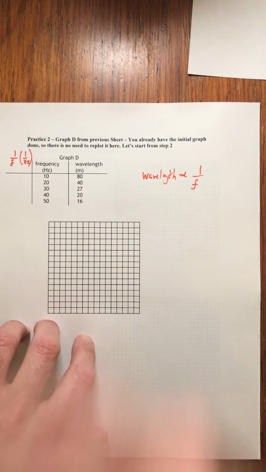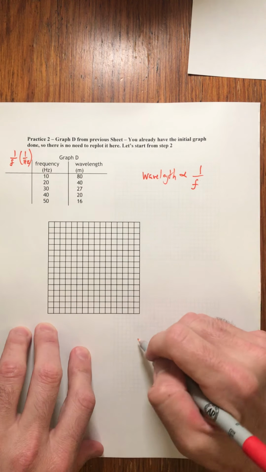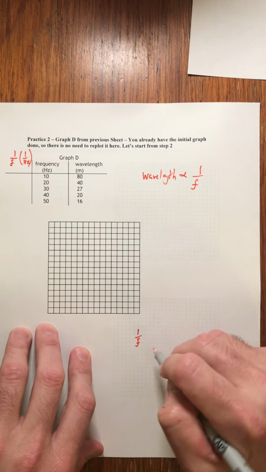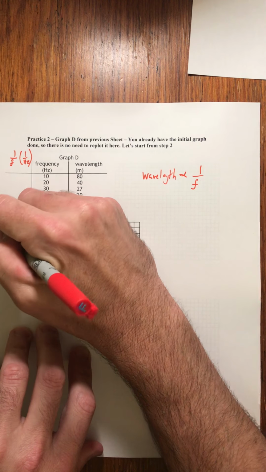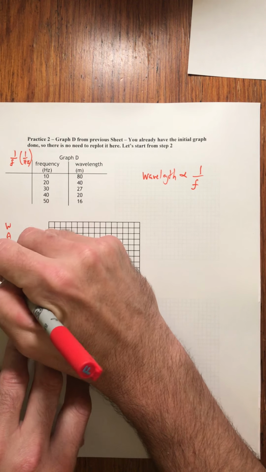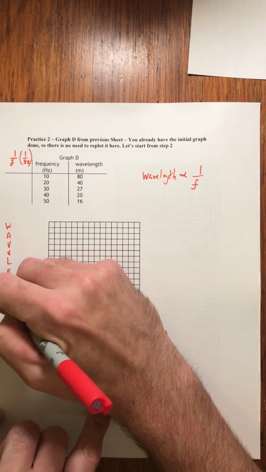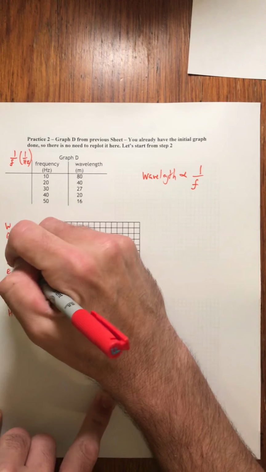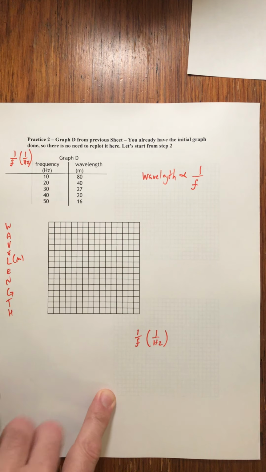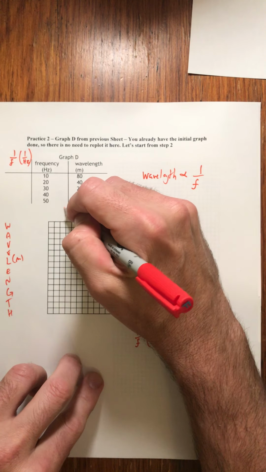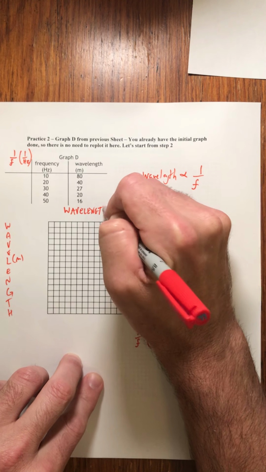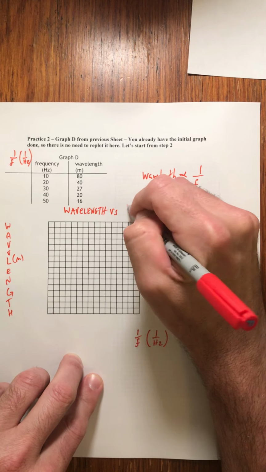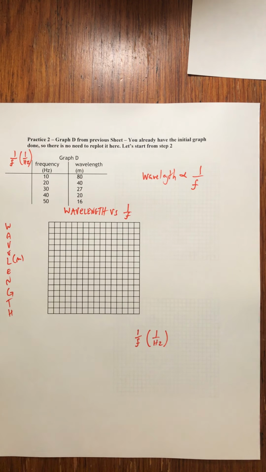So what is the title of our graph then? Well, we know that 1 over frequency is going to be measured in 1 over hertz here, and that wavelength is going to be on the vertical. And so wavelength in meters, I'm going to switch to pencil. Actually, let me just do the title, and then I'm going to switch to pencil. So wavelength versus 1 over frequency. All right, cool.